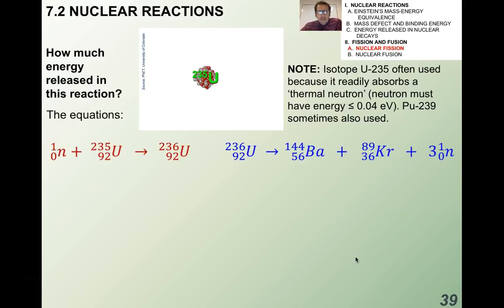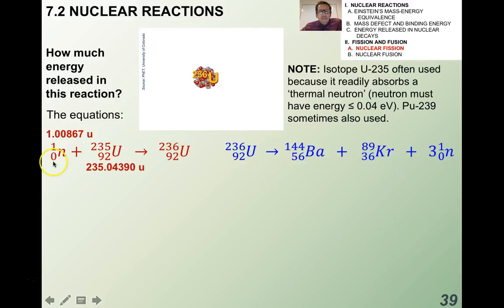Pu-239 is also sometimes used, okay? And the equations look like this. You see this equation here? This is the first one, so the neutron comes in, collides with the uranium-235 nucleus. Here's the 236 nucleus, which then spontaneously decays into 3 neutrons.